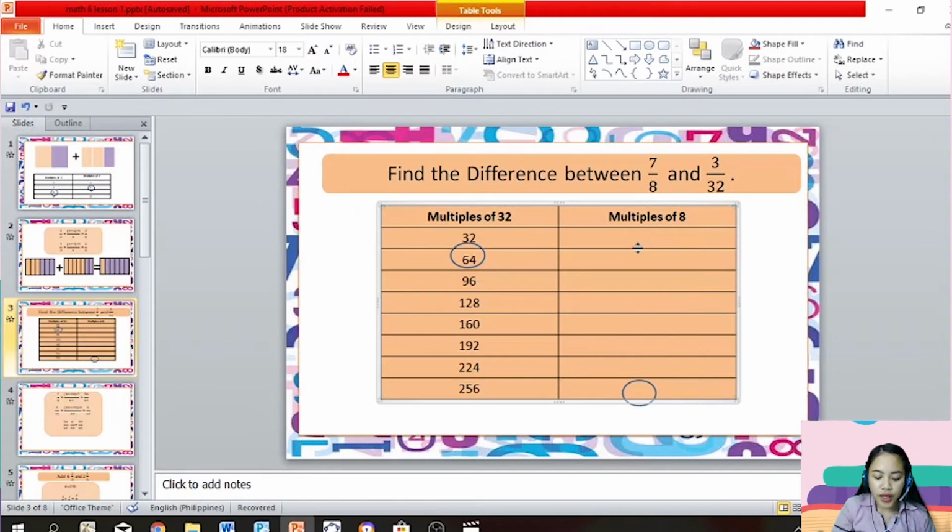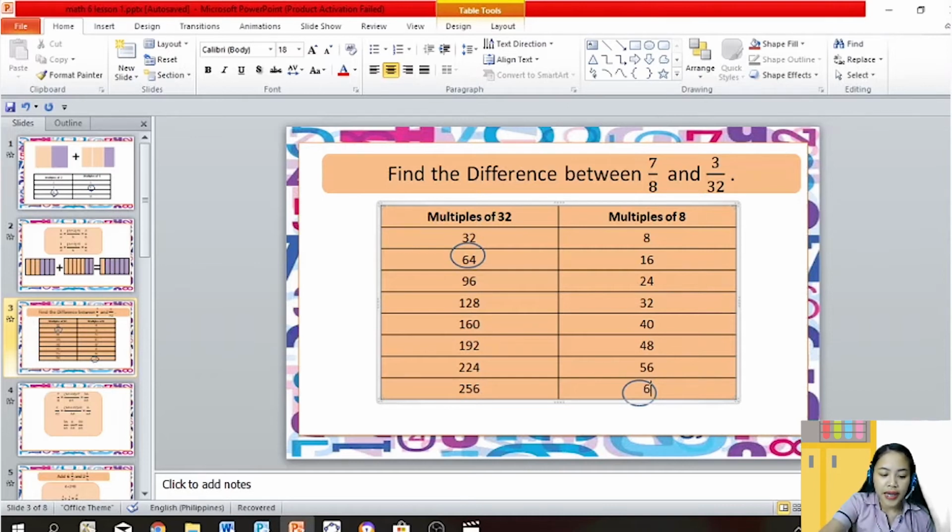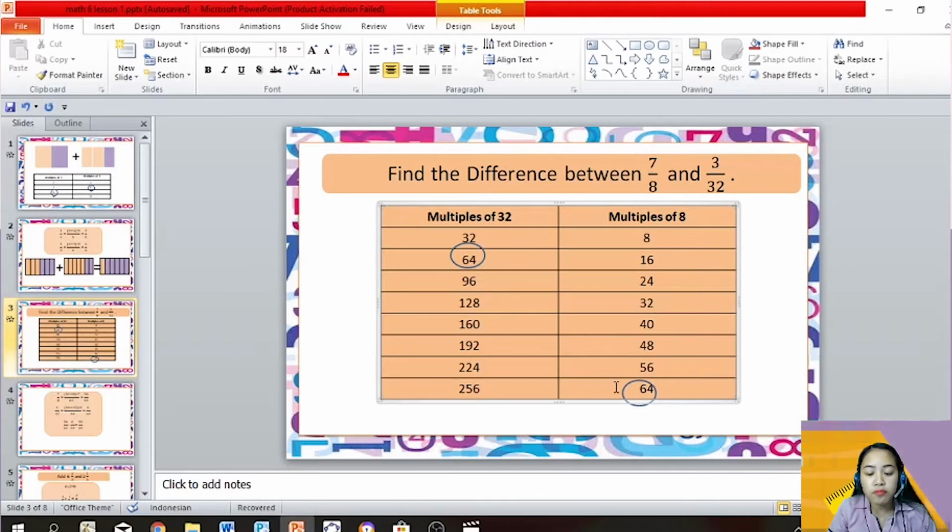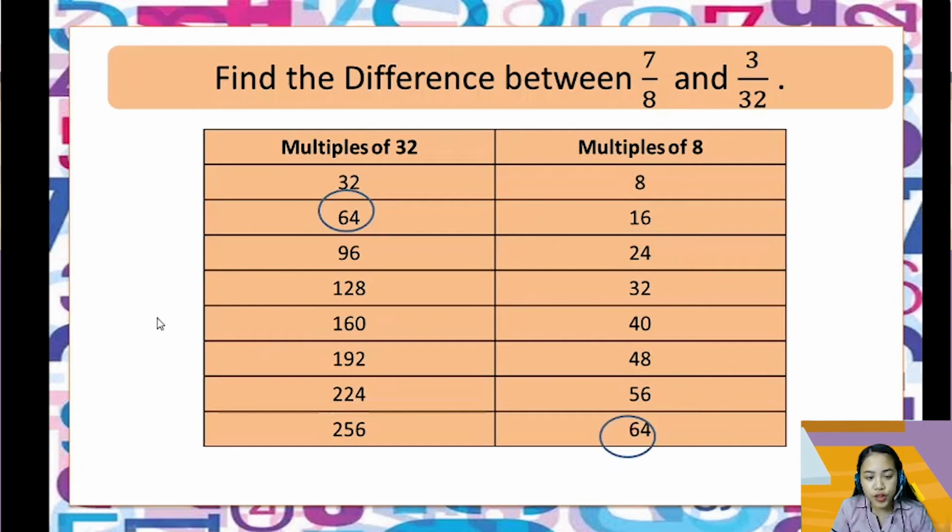Okay. Sa multiples of 8, we have 8, 16, 24, 32, 40, 48, 56, and 64. Ayan, nag-add tayo kasi hindi pa natin nakukuha yung parehas na least common multiple nila. Okay? So, 64 at 64 parehas, kaya nag-stop na tayo sa pagkuha. So, 64, 64, okay na yan.